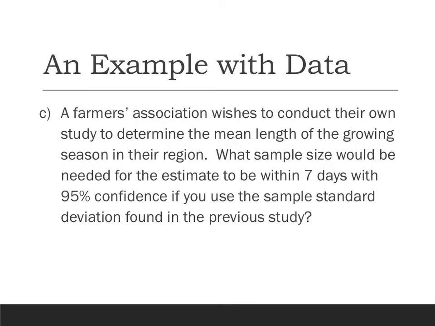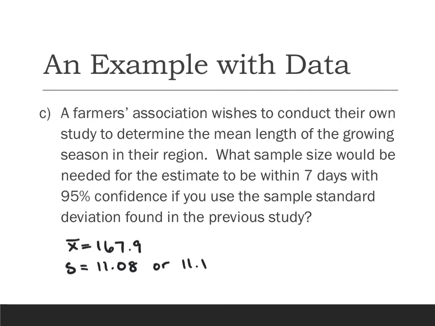All right, so this last part, part C here, we've got a farmers association that wishes to conduct their own study to determine the mean length of the growing season in their region. What sample size would be needed for the estimate to be within 7 days with 95% confidence if we use the sample standard deviation found in the previous study? So here's where having that mean and standard deviation along with the confidence interval is very handy. We don't have to go back and do one variable stats. And I went back and looked, and we had a mean of 167.9 and a standard deviation of 11.08.